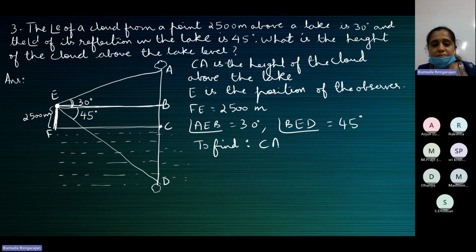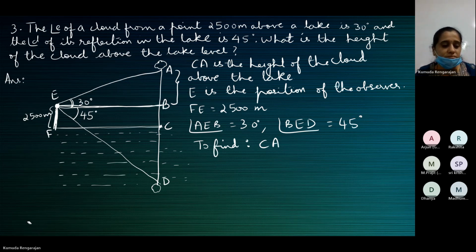But you don't have to find the full line segment because you know this one is 2500. You only have to find AB. You have to find AC, but a part of it is known to you. BC is 2500 because in a rectangle opposite sides are equal, correct? So this one is 2500. So you just have to find AB. AB plus 2500 will give you the height of the cloud above the lake. Correct?